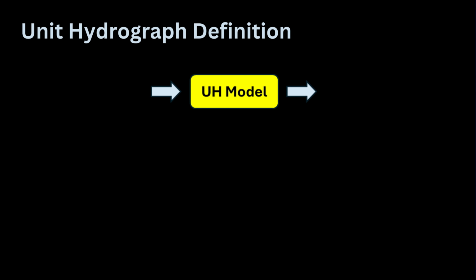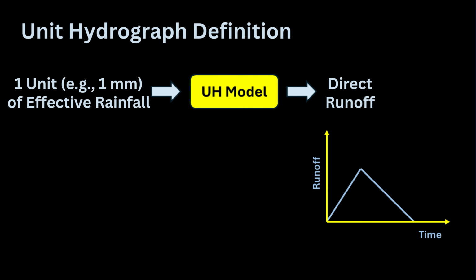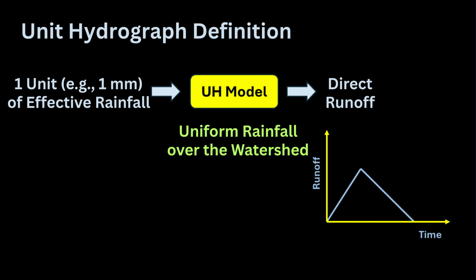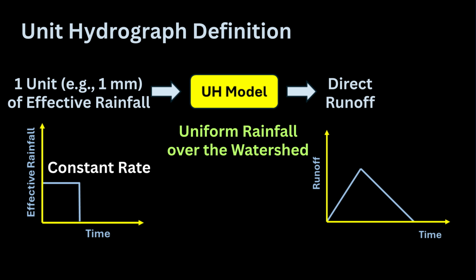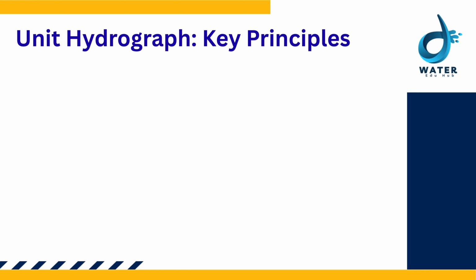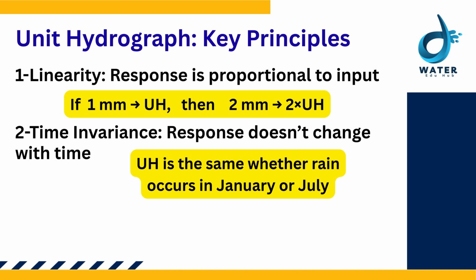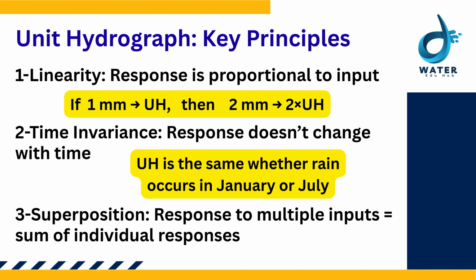A unit hydrograph is the direct runoff hydrograph resulting from one unit of effective rainfall produced uniformly over the watershed at a constant rate during a specified duration. Key principles are as follows. First, linearity: response is proportional to input. Second, time invariance: response doesn't change with time. Third, superposition: response to multiple inputs equals the sum of individual responses.